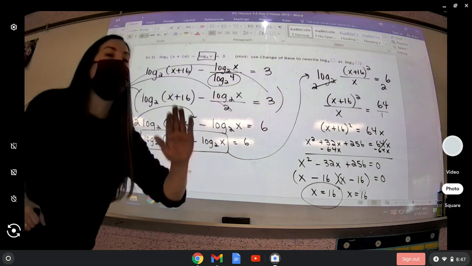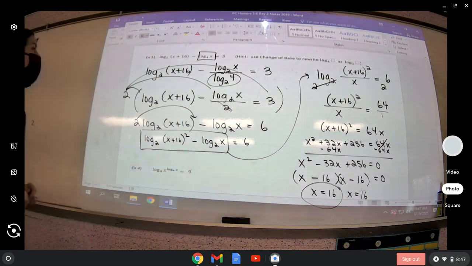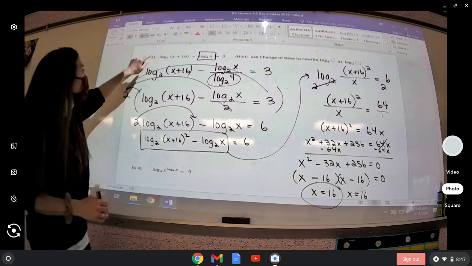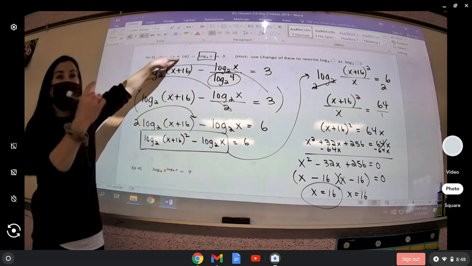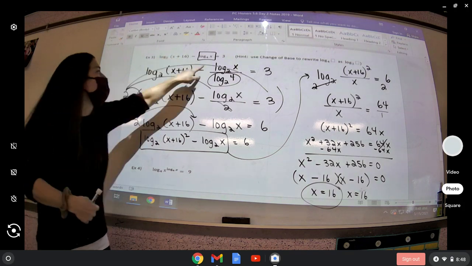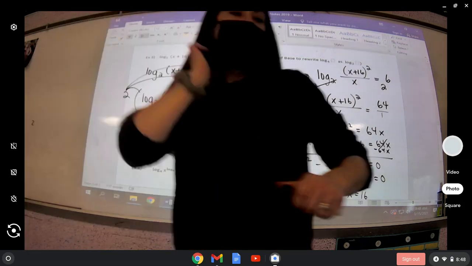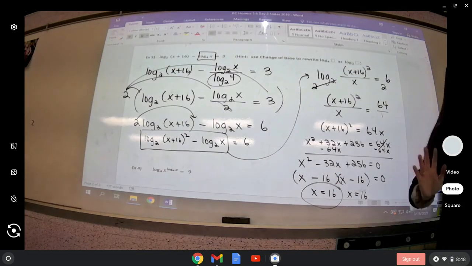And now check for an extraneous solution. 16, so go back to the original. 16 plus 16 would not be you taking the log of a negative number or 0, and then 16 there would be perfectly fine. So we keep them both. Everybody good? Yes, is it making sense?